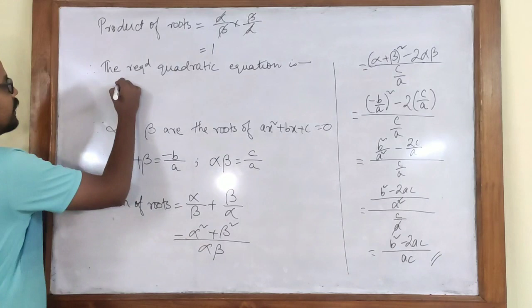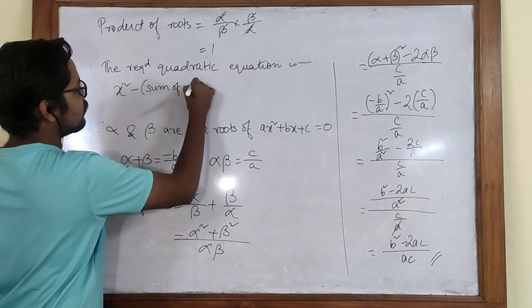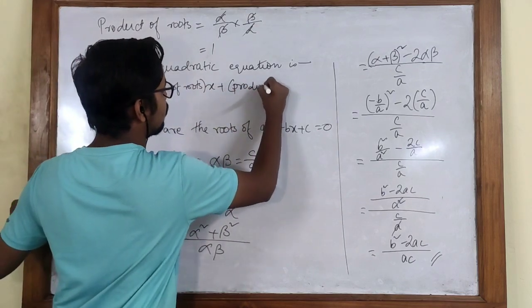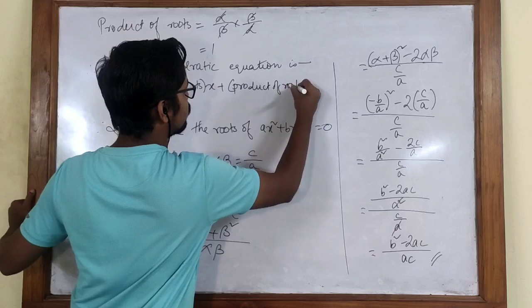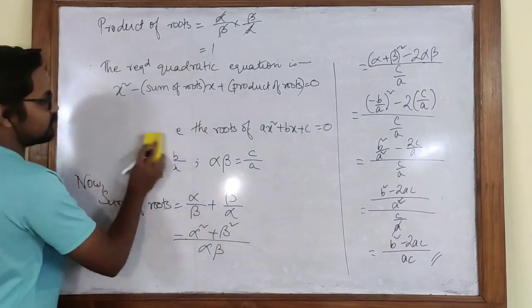Therefore, the required quadratic equation will be, what do we know? The formula is x square minus sum of roots into x plus product of roots equal to 0. That is the formula.